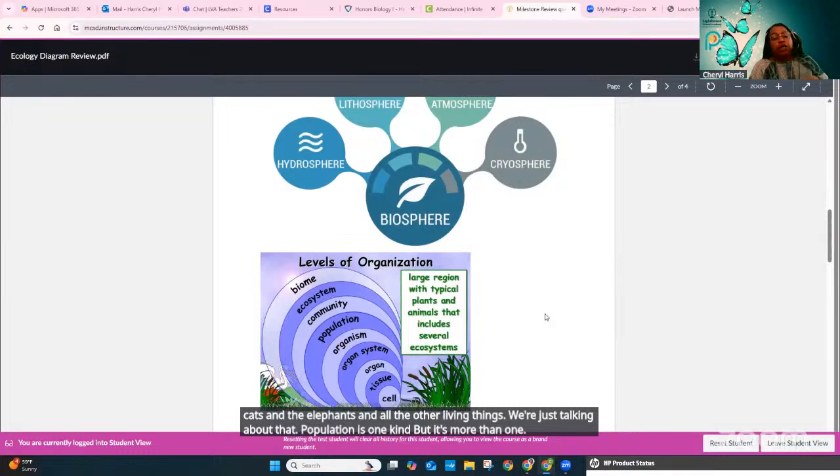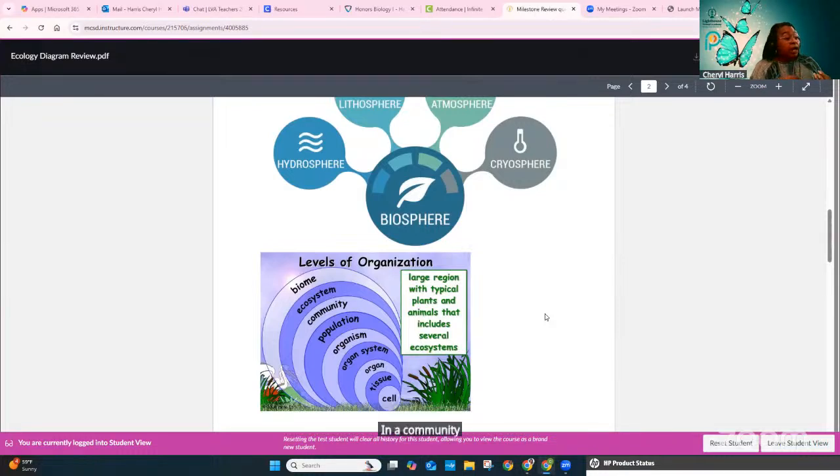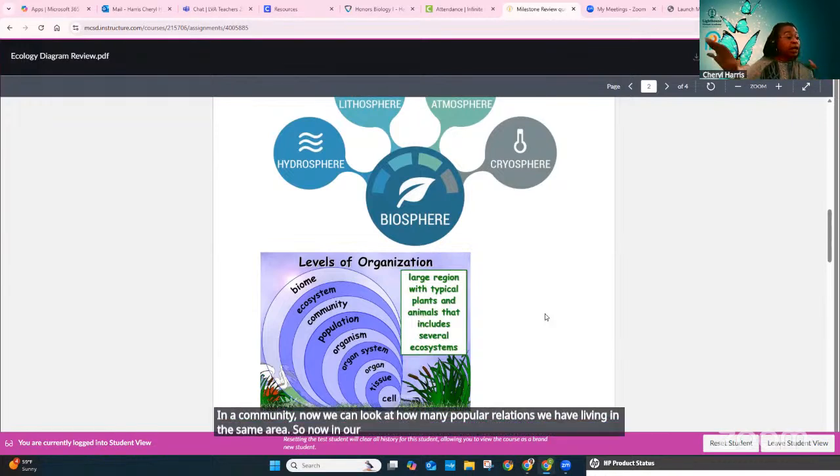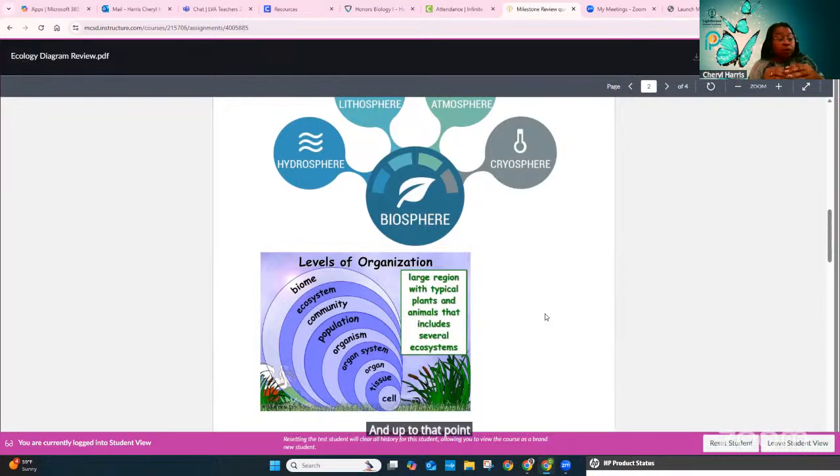Okay, in a community, now we can look at how many populations we have living in the same area. So now in our community, we can look at the cats and the dogs and the elephants that are also in the same space with our frog. And up to that point, we're only looking at the living things.